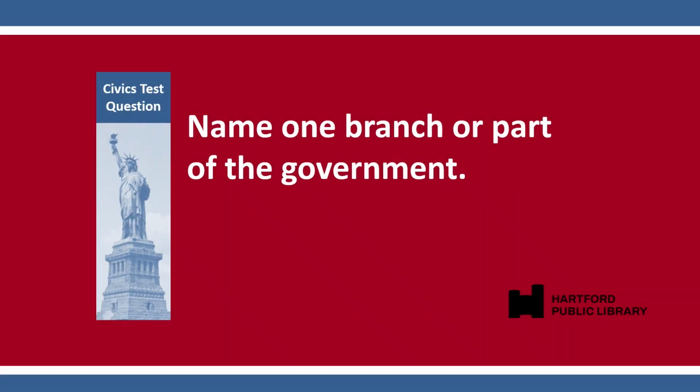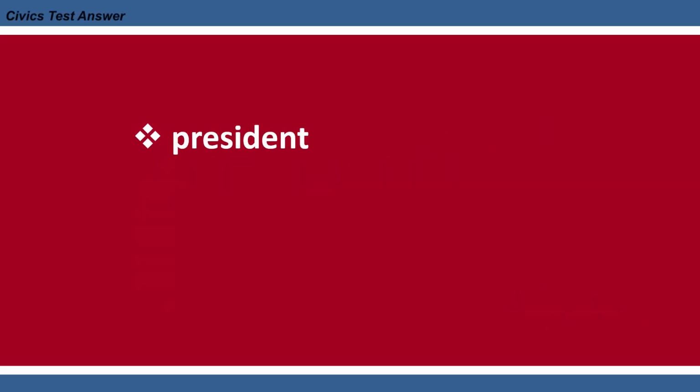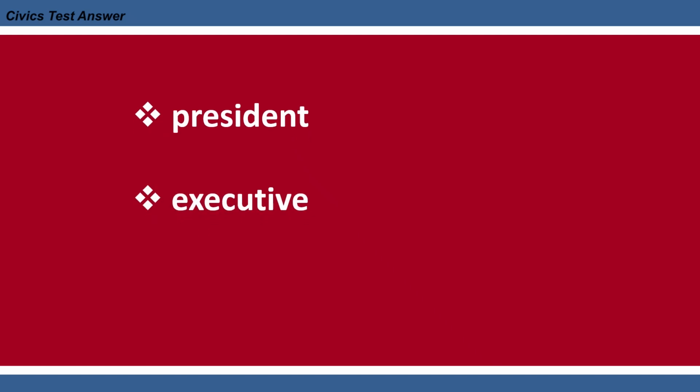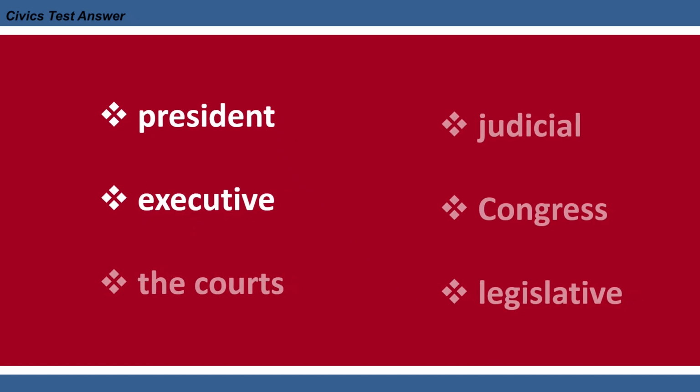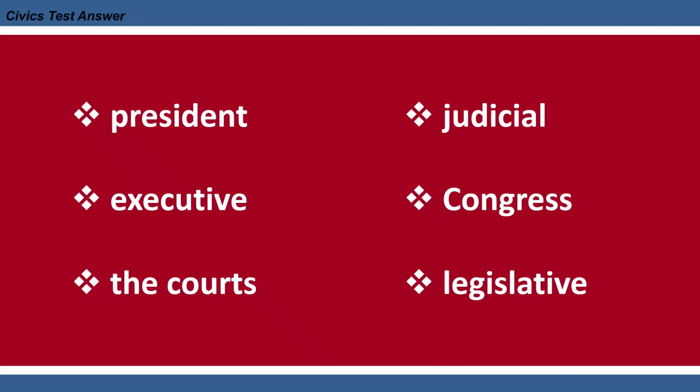Civics test question. Name one branch or part of the government. President. One part of the government is the office of the president. The president is in charge of the executive branch. Other parts of government include the courts, which make up the judicial branch, and Congress, which is in the legislative branch.